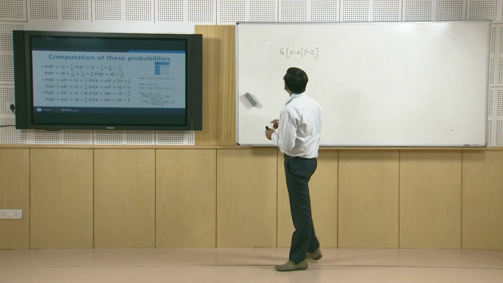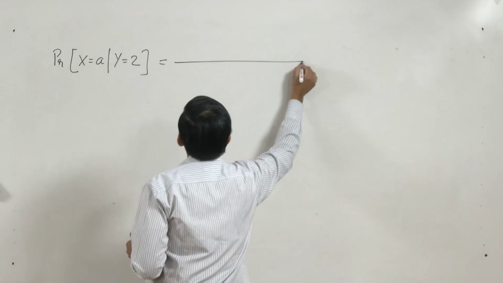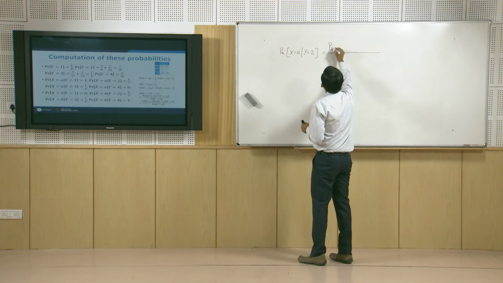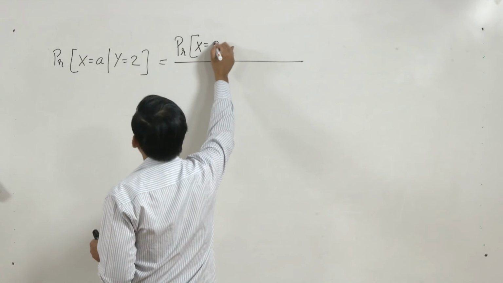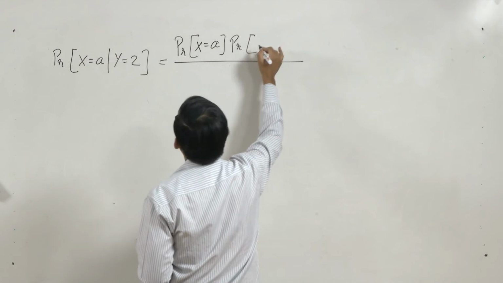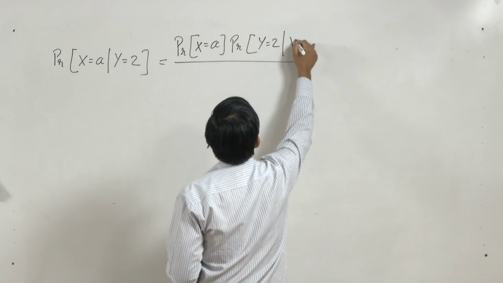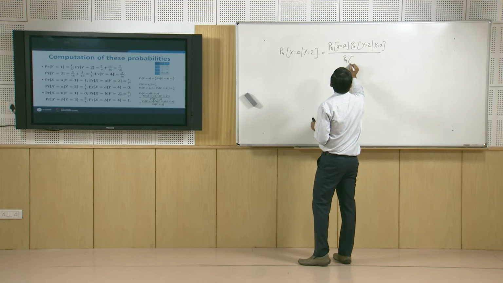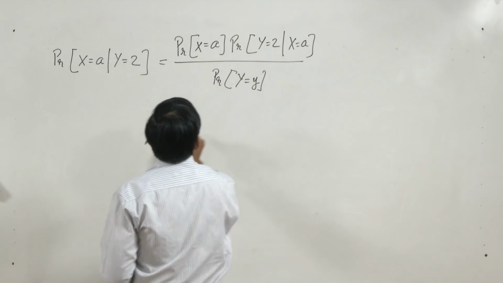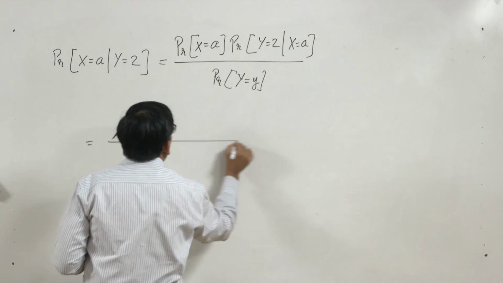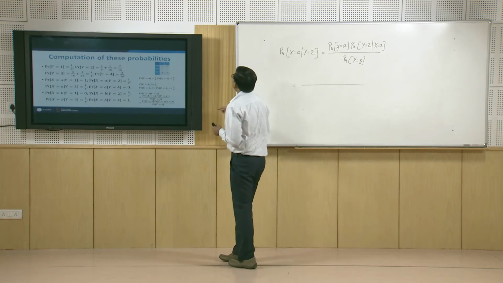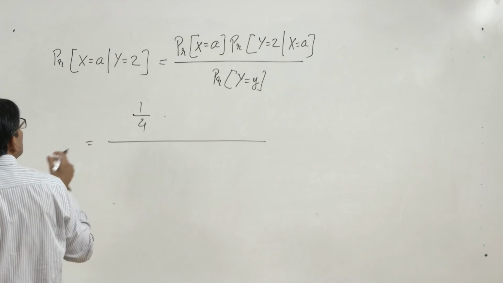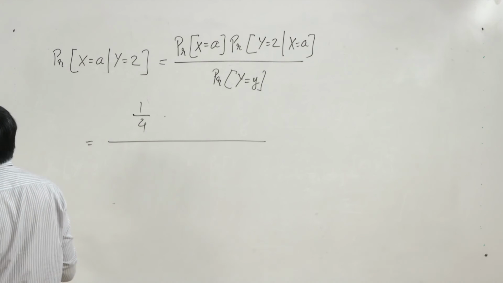What is this? If you look at this formula, this is probability of x equal to a, and then probability of y equal to 2 given x equal to a, divided by probability of capital Y equal to small y. Now, I know the probability of x equal to a is 1/4, and I know the probability of y equal to 2 given x equal to a.